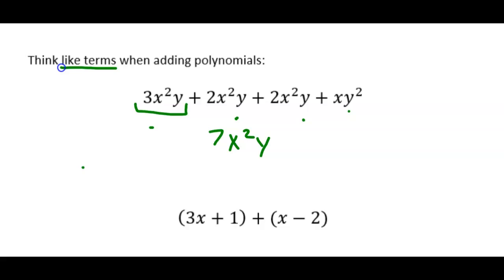Is this a like term? Nope. Because this is an x and y squared. This is an x squared y. The exponent has to be exactly the same. With that exponent being exactly the same, then you can tell if it's a like term or not, right? So this one's different. So this would be x y squared. You have combined what you can combine.